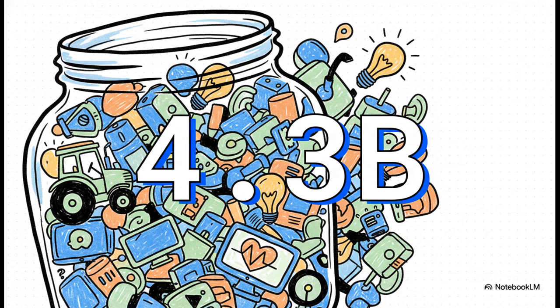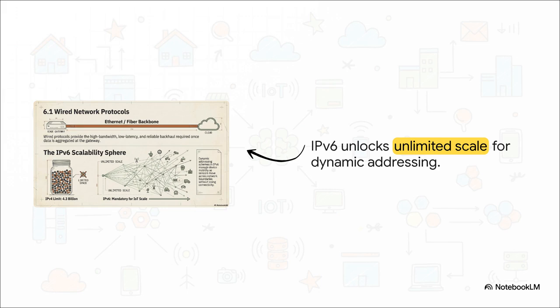For laptops and early iPhones, sure, it seemed like plenty. But for the Internet of Things, where literally every single light bulb, smart tractor, and heart monitor needs its own distinct address, yeah, that jar is completely full. It's fundamentally incompatible with the massive scale we're building today. So to build out our wired, Ethernet, and fiber backbones for the future, we have absolutely no choice but to shift to IPv6. This completely blows the lid off that old jar, unlocking effectively unlimited scale.